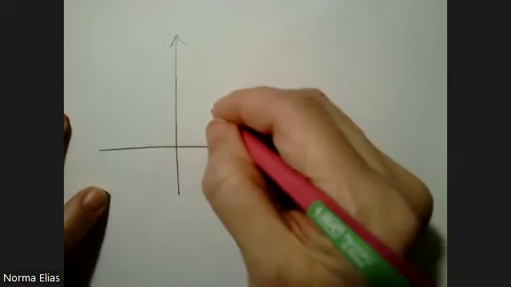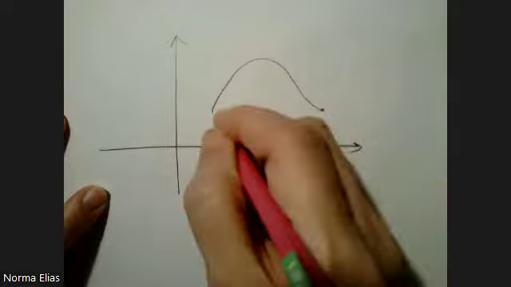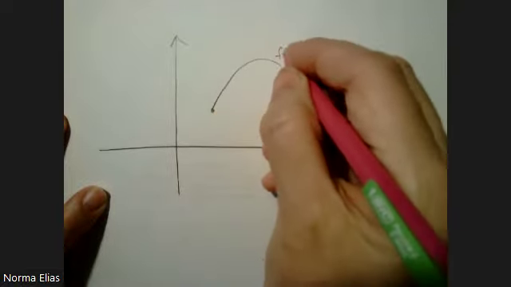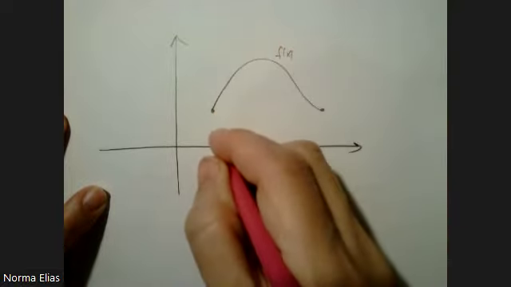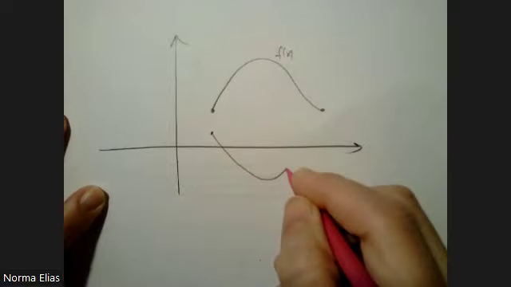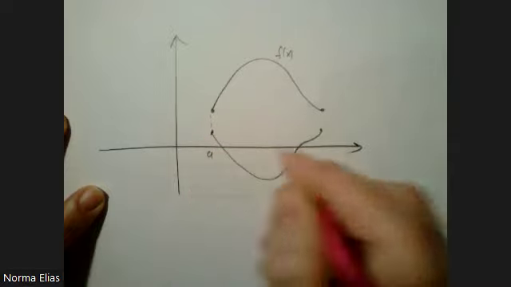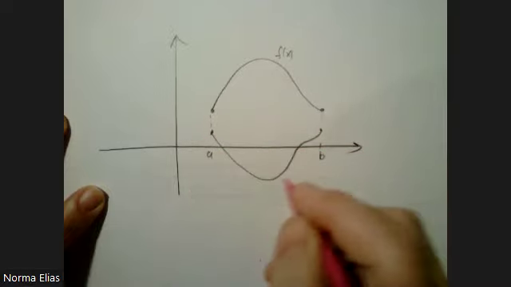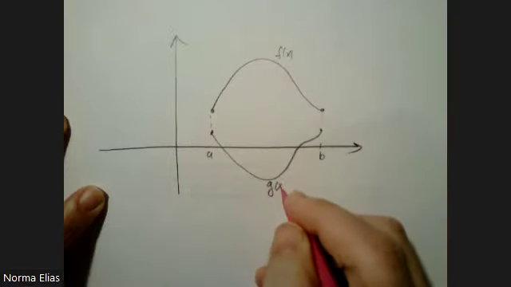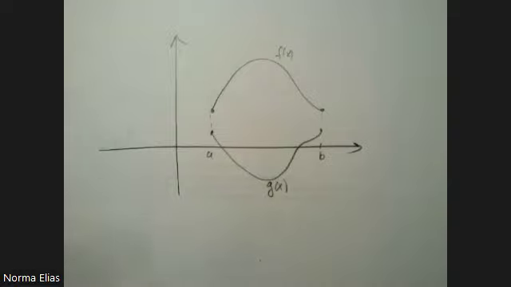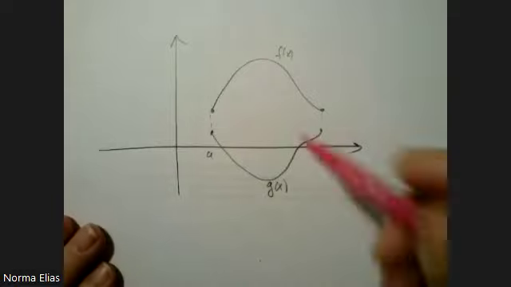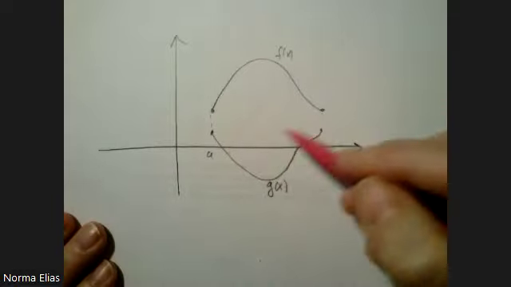Okay, so suppose I have this function f. That's really the top curve right here. And the bottom curve, I'm going to start wiggling it a little bit. This is my A, and this is my B. And this is my function g of x. Okay, so what's going to be the area between them?